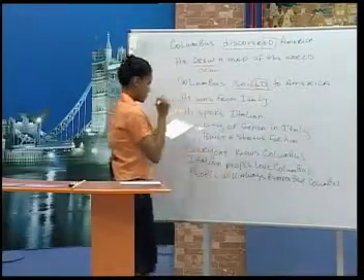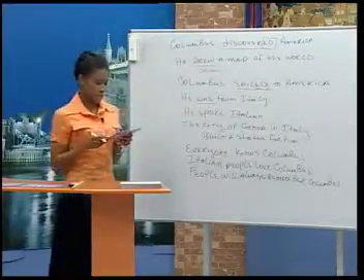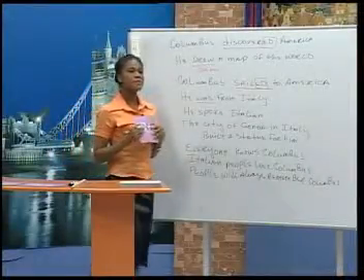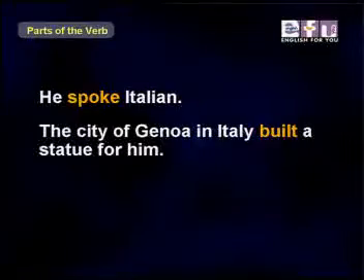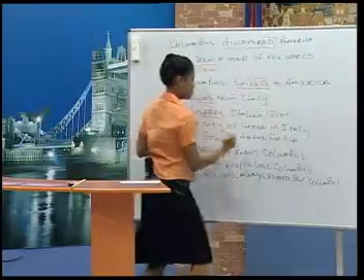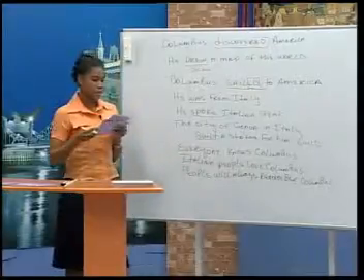Okay, was. Now let's have a look at sentences 5 and 6. He spoke Italian. The city of Genoa in Italy built a statue for him. Alberto, are the verbs in these sentences regular? No, I think they are irregular verbs. Spoke and built. Present tense is speak. Good. The other is build. Very good. So these are irregular verbs.